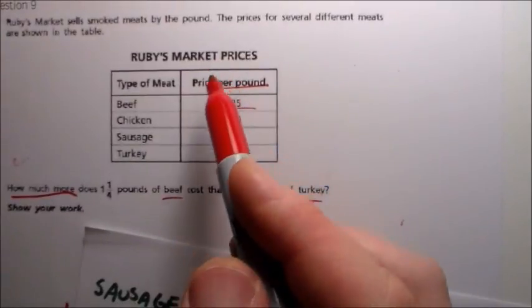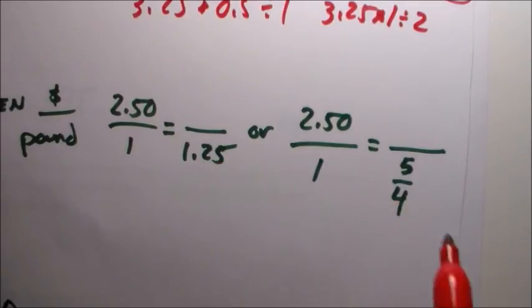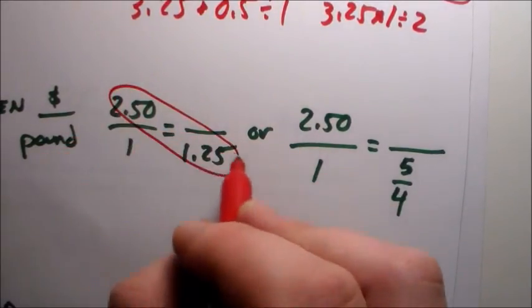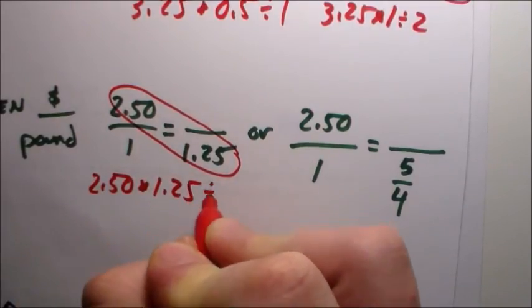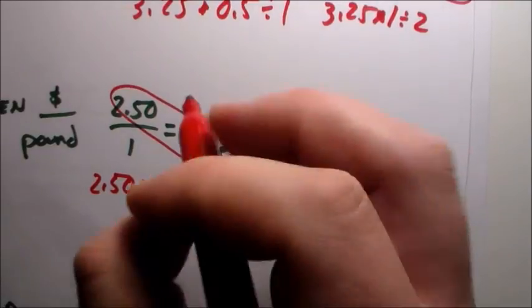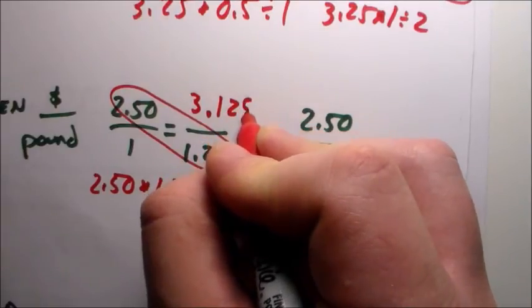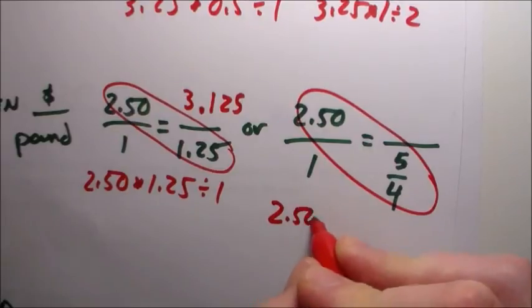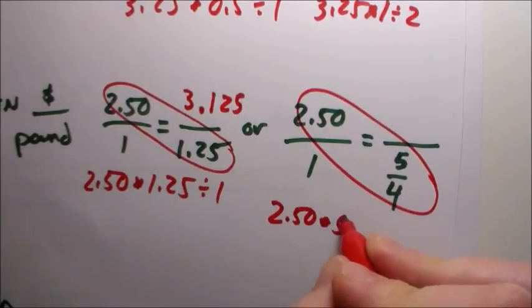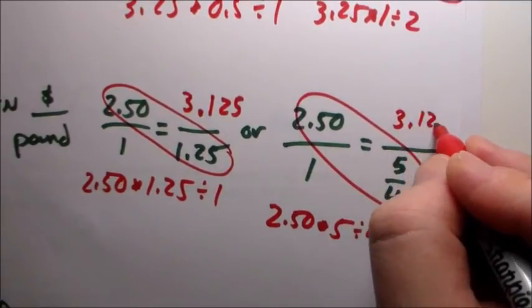How much does chicken cost? $2.50. And we're getting a pound and a quarter. We already know a pound and a quarter equals 1.25 or 5/4. So $2.50, cross multiply. 2.50 times 1.25 divided by 1. Plug that in your calculator. You're going to get 3.125. We do it out the other way. We do, again, cross multiply. We get 2.50 times 5 divided by 4 divided by 1. We're still going to get 3.125.